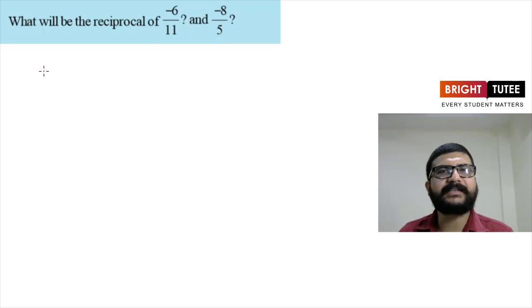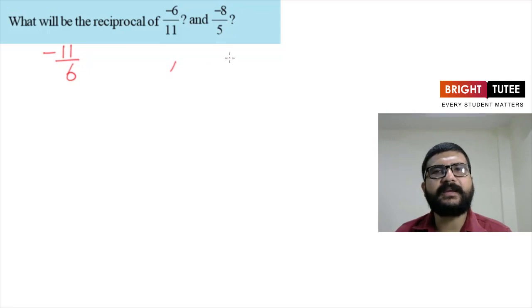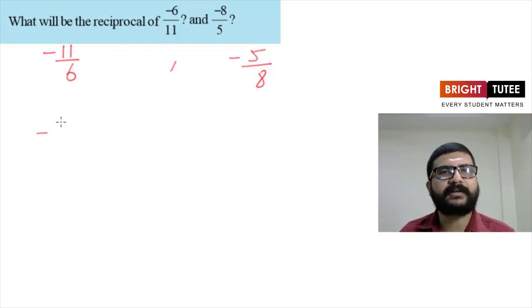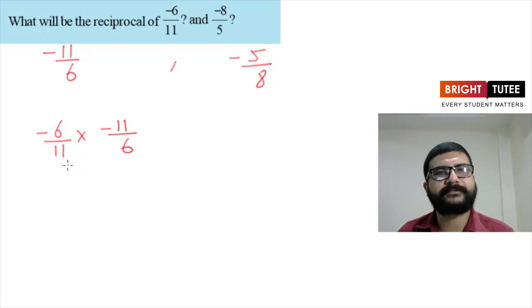So the reciprocal of minus 6 upon 11, it will be minus 11 upon 6. We just have to replace numerator with denominator and denominator with numerator. And what about reciprocal of minus 8 upon 5? It will be minus 5 upon 8. Now what do you think about product of a number with its reciprocal? Let's take this example only. Let's find this product. Minus 6 upon 11 into minus 11 upon 6. What do you think about this product?